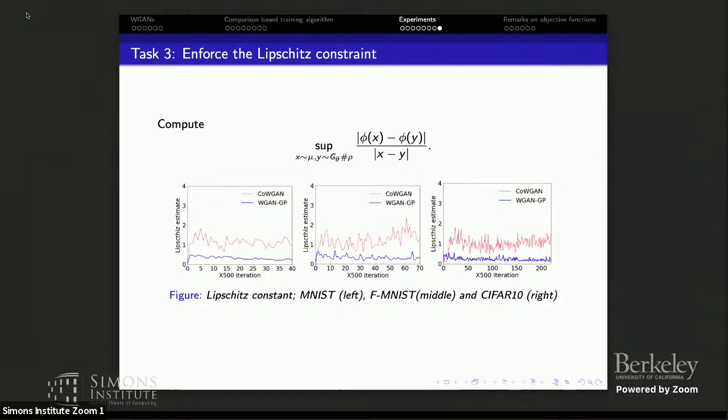And the last thing I was actually very interested in is whether we can enforce the Lipschitz constraint. And this is done by computing the following: the supremum of the Lipschitz constant. And you see that in WGP, in fact, the Lipschitz constant is much less than 1. And also we do have some oscillation, but it is between, let's say, 1.5 and 2.5. So these are the experimental results.